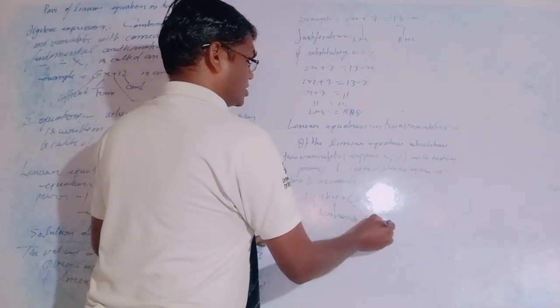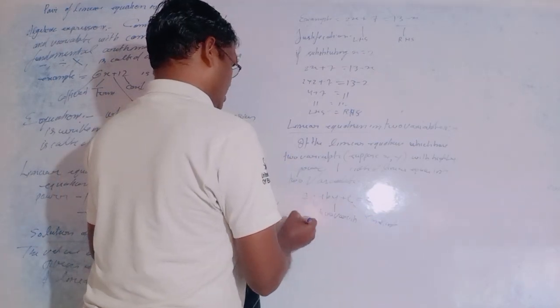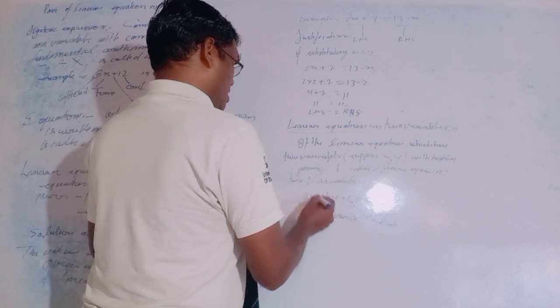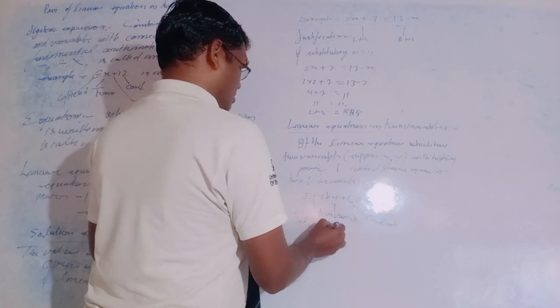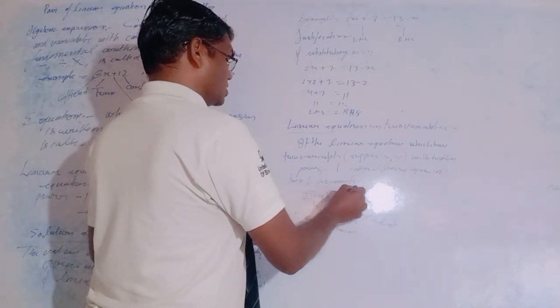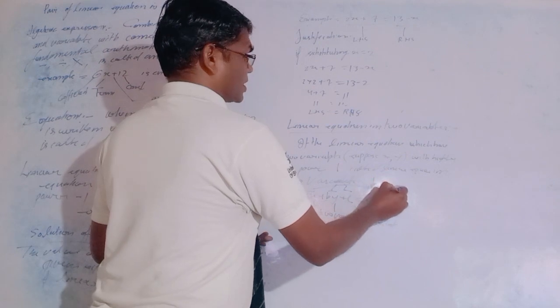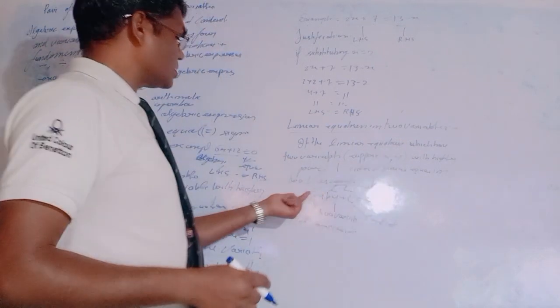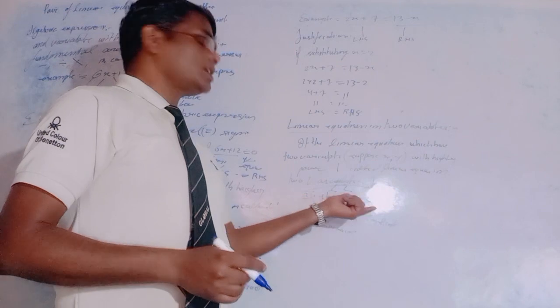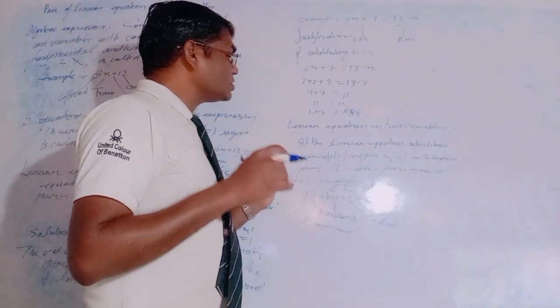Here is the constant term, and A and B are coefficients, and these are the 1, 2, 3 terms. These are set with the terms. So these are terms: Ax, By, C. This is the standard form of the linear equation in two variables.